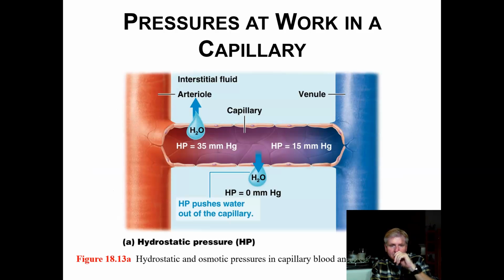So this would be at the arterial end, where you have your dominant hydrostatic pressure driving water out of the capillary. Okay, right in the middle, the hydrostatic pressure is 0, and at the other end, the venular end, your hydrostatic pressure has dropped to 15 millimeters of mercury. So you've dropped 20 millimeters of mercury, and that's mainly through filtration.